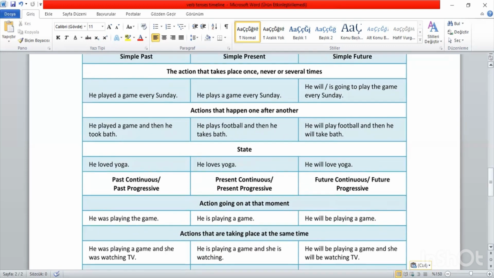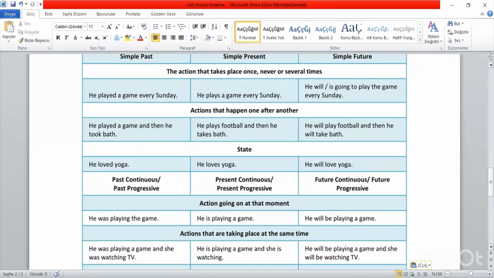And we also use simple tenses to talk about states. You know, we have stative verbs, so we cannot use stative verbs with continuous tenses. So we have to use stative verbs with simple tenses, okay? For example, he loved yoga, or he loves yoga, or he will love yoga, okay?